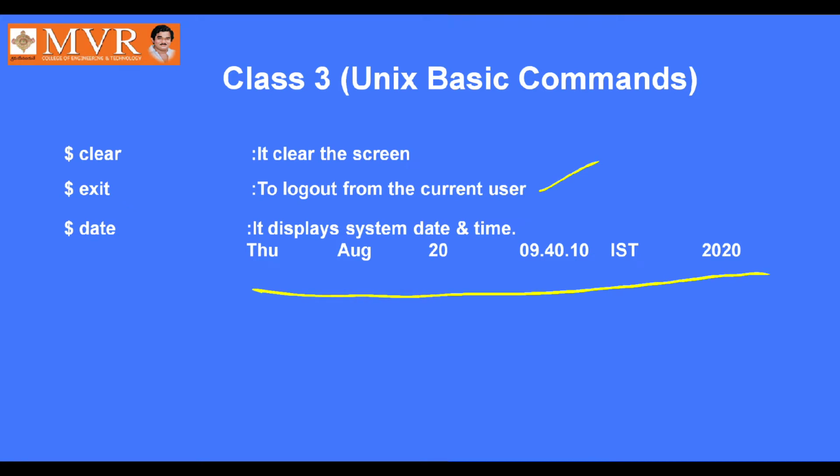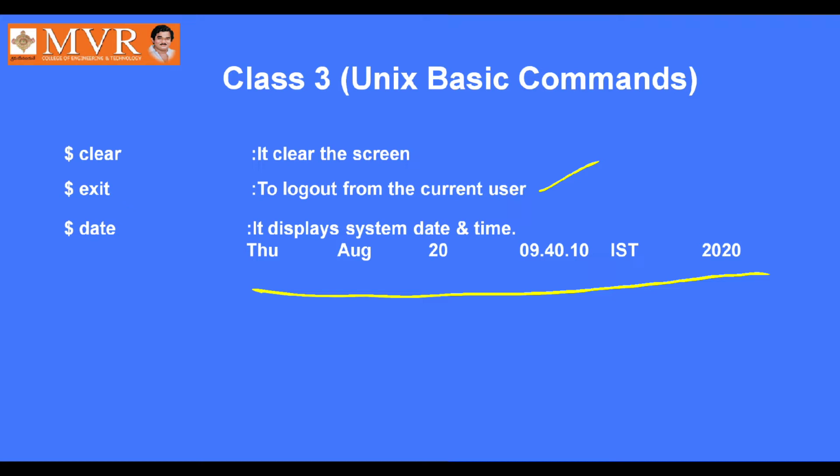It will display Thursday, that means today's day is Thursday, and the month is August and the date is 20th. It also displays the current time, for example 9 hours 40 minutes 10 seconds, Indian Standard Time, and the year is 2020. So whenever you type this date command, it displays the current system date and time.